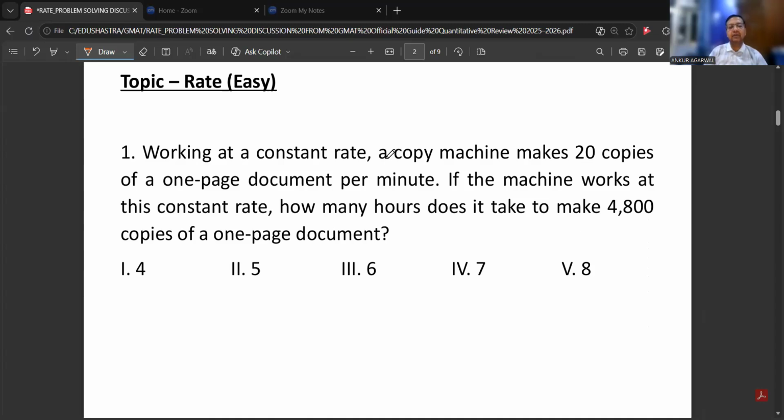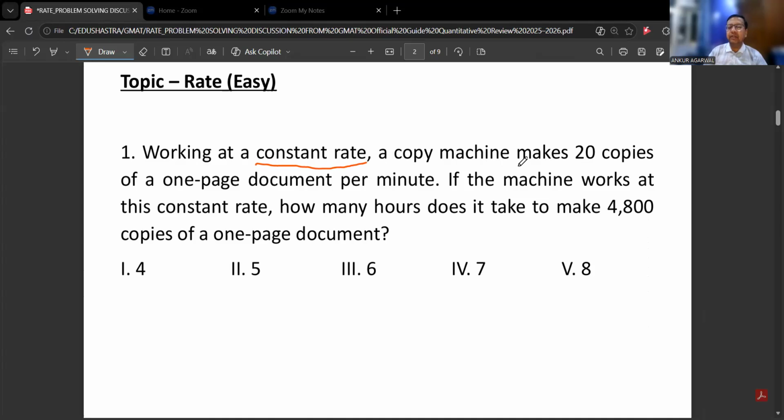Working at a constant rate. Read the question carefully and catch the key points. The key point here is a constant rate. A copy machine makes 20 copies of a one page document per minute. This is the rate per minute, the working rate, at what rate the copy machine is working. If the machine works at a constant rate, there is no change in the speed of working of the machine. Whatever the rate was earlier, the same is now.